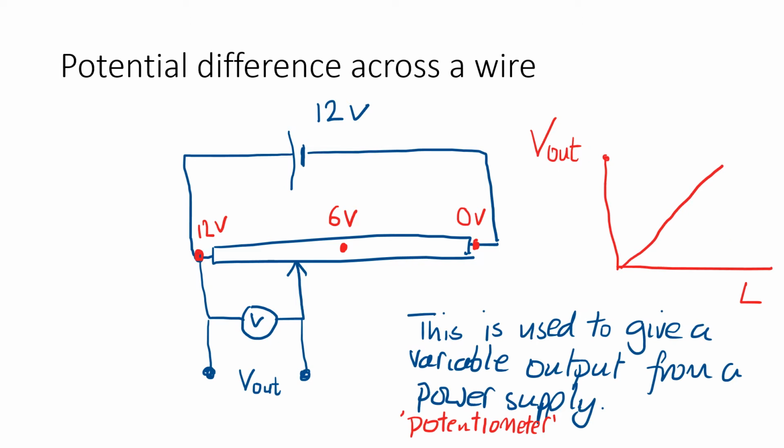This setup is actually used to give a variable output from our power supply. It's called a potentiometer. As you move the slider across, you increase the share of the total voltage, the 12 volts EMF, that is going to the output, and in that way you are controlling your power supply, so you can vary the output from 0 up to 12 volts. This is sometimes called a potentiometer.